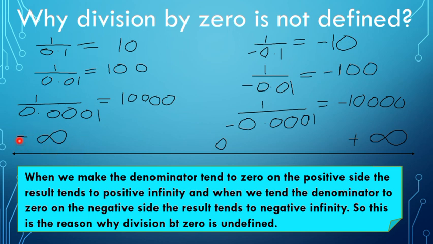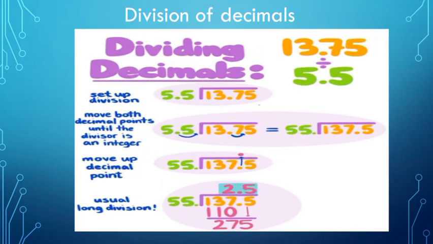And as you can see, the result is both positive and negative infinity. So both results cannot be possible. So this is the reason why when we divide by 0, the result is always undefined. When we make the denominator tend to 0 on the positive side, the result tends to be positive infinity, and when we tend the denominator to 0 on the negative side, the result tends to be negative infinity. So this is the reason why division by 0 is not defined.